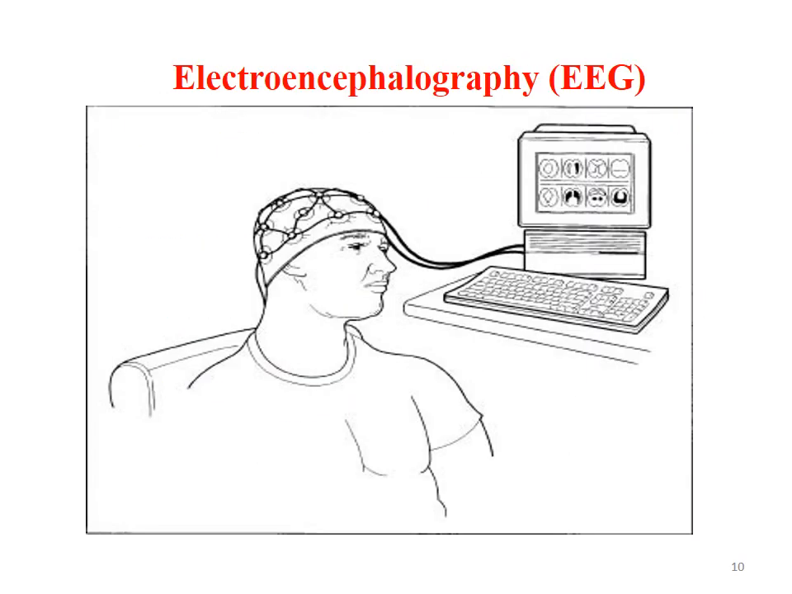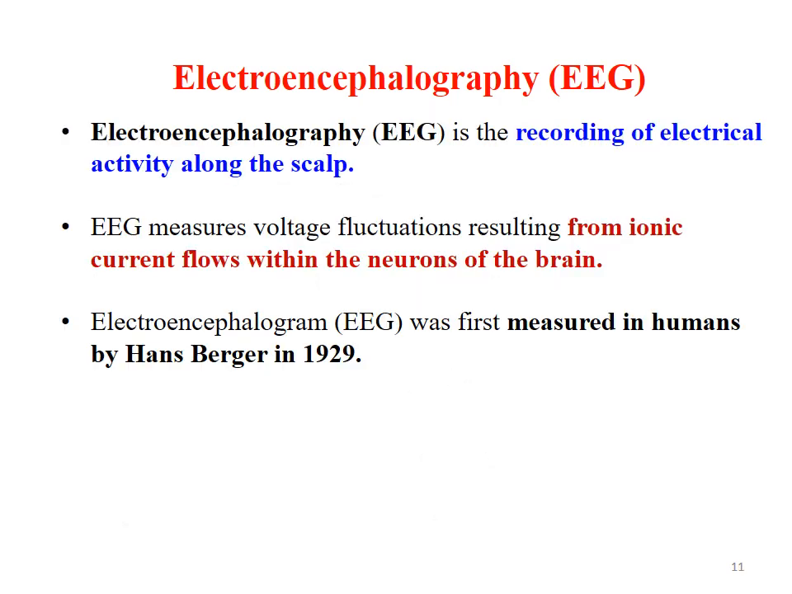Next is electroencephalography, or EEG, which is a recording of electrical activity along the scalp. EEG measures voltage fluctuations resulting from ionic current flows within the neurons of the brain. EEG was first measured in humans by Hans Berger in 1929.